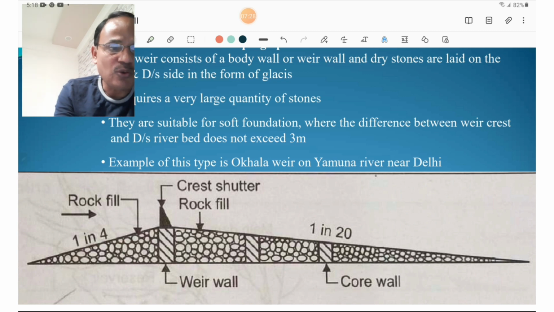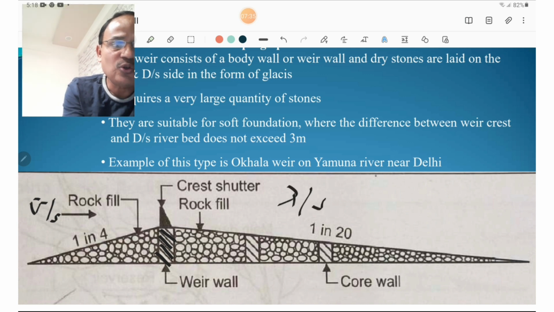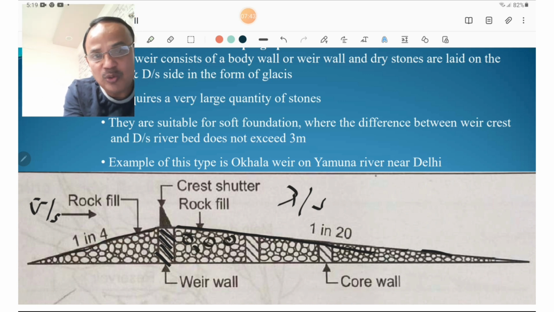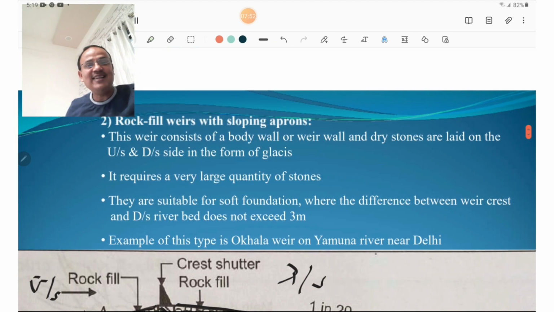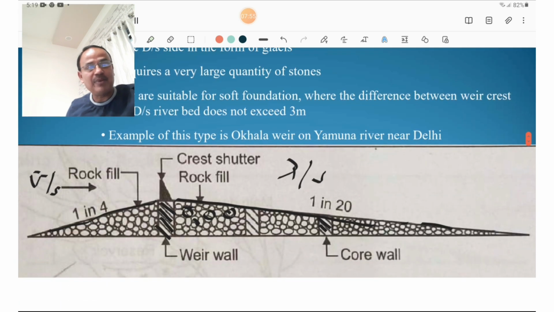So this is the weir wall. This is the upstream side. This is the downstream side. The slope is given as 1 in 20 on the downstream side. Okay, the rubble filling or rock filling is here. The upstream slope is 1 in 4 also. And these are the core walls which are provided on the downstream side of the weir wall. And such a weir is called a rockfill weir with sloping apron. The apron slope is 1 in 20 on the downstream side and 1 in 4 on the upstream side. An example is the Okhla weir.